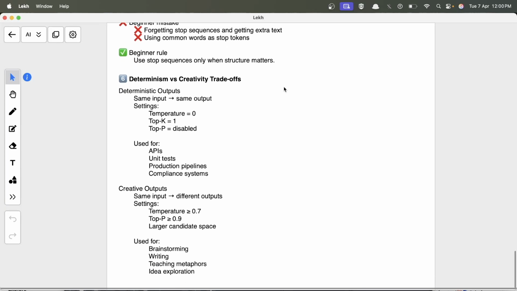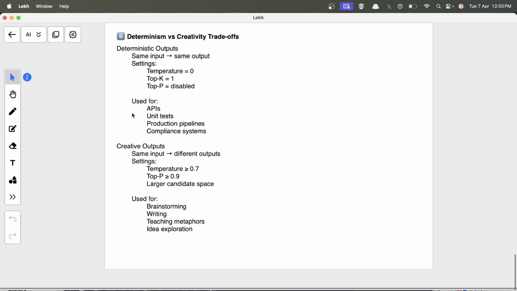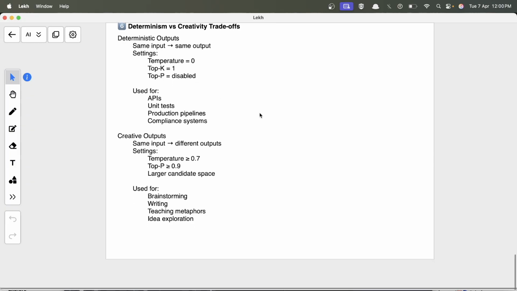So here is the determinism versus creativity trade-off. So let's say if you want deterministic outputs, meaning you want fixed outputs, like for facts or for your code, or anything that is factual, like summarizing a document where you don't want the model to hallucinate from global knowledge, like from the internet or something like that. You want the model to look into the document and give you the summary of that. Things like that. You can use parameters like these, like temperature can be set to 0, top K 1 and top P disabled. So it's used for APIs, unit tests, production pipelines, compliance systems and all.